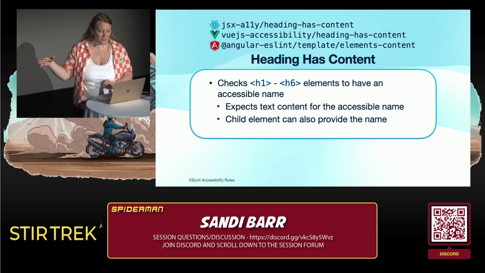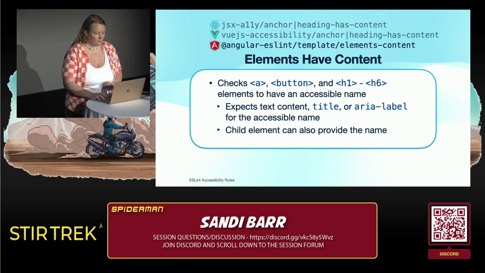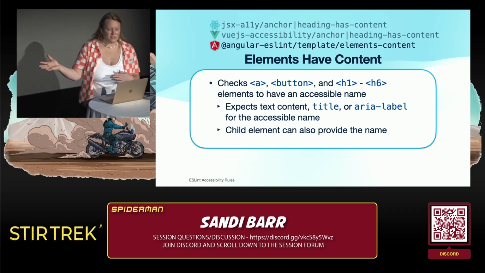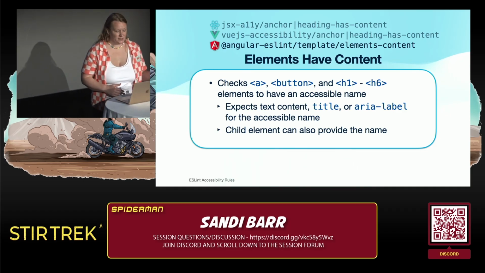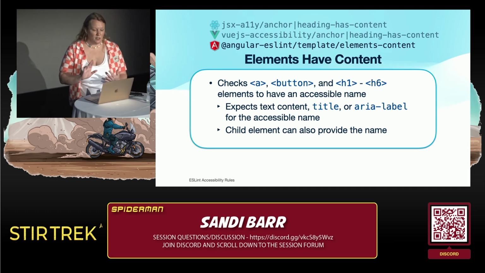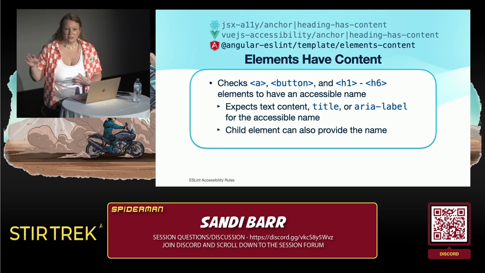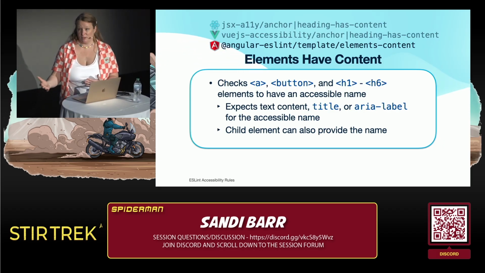Similarly, the heading has content rule checks for headings to have an accessible name. In Angular, we have the elements have content rule that is the equivalent of the anchor and heading have content rules in the other plugins. This rule checks links, buttons, and headings to have an accessible name and allows that name to be provided by the text content, an ARIA label, or a child element with those properties.